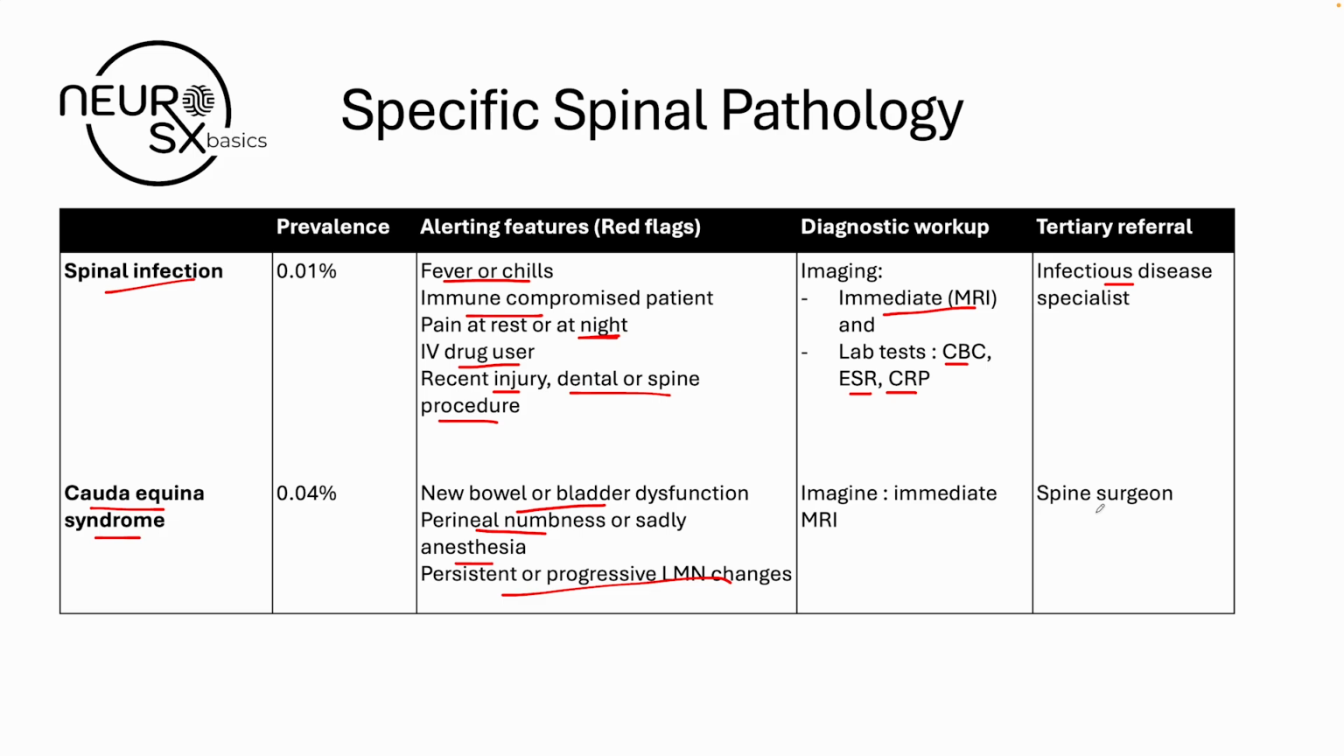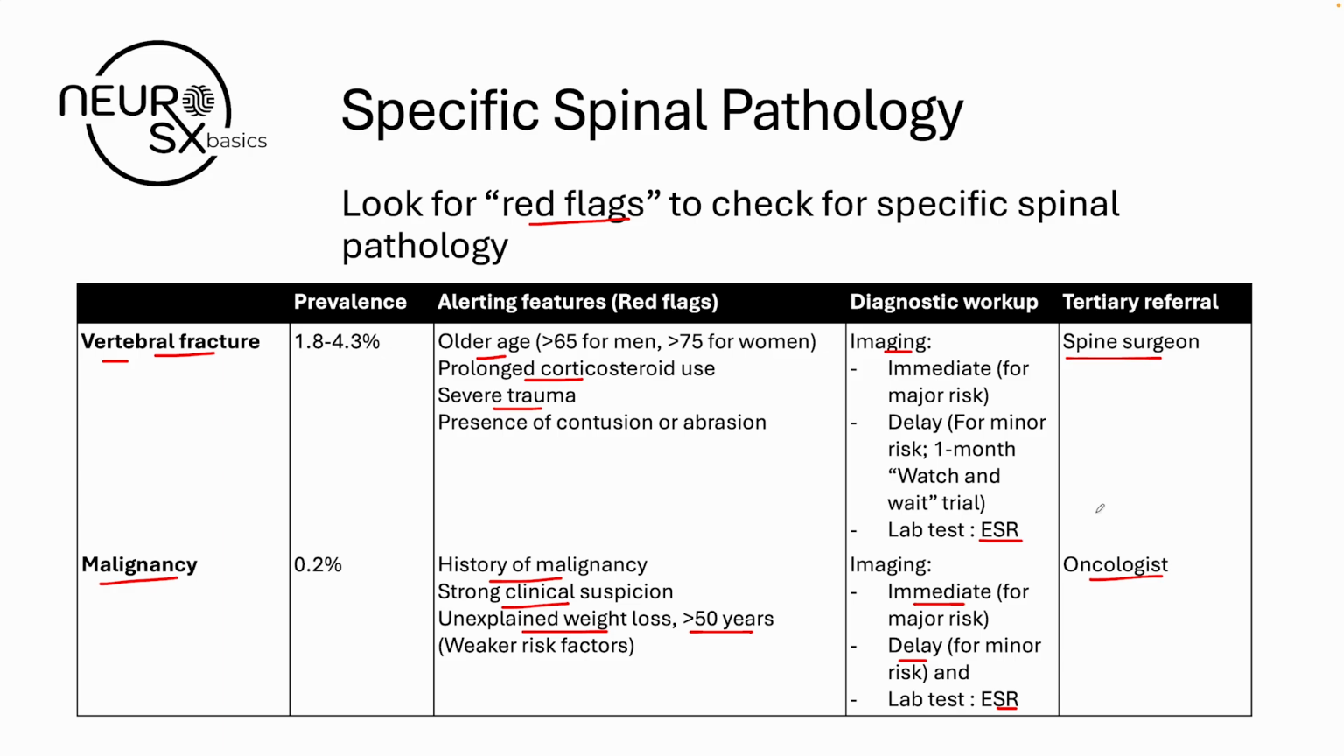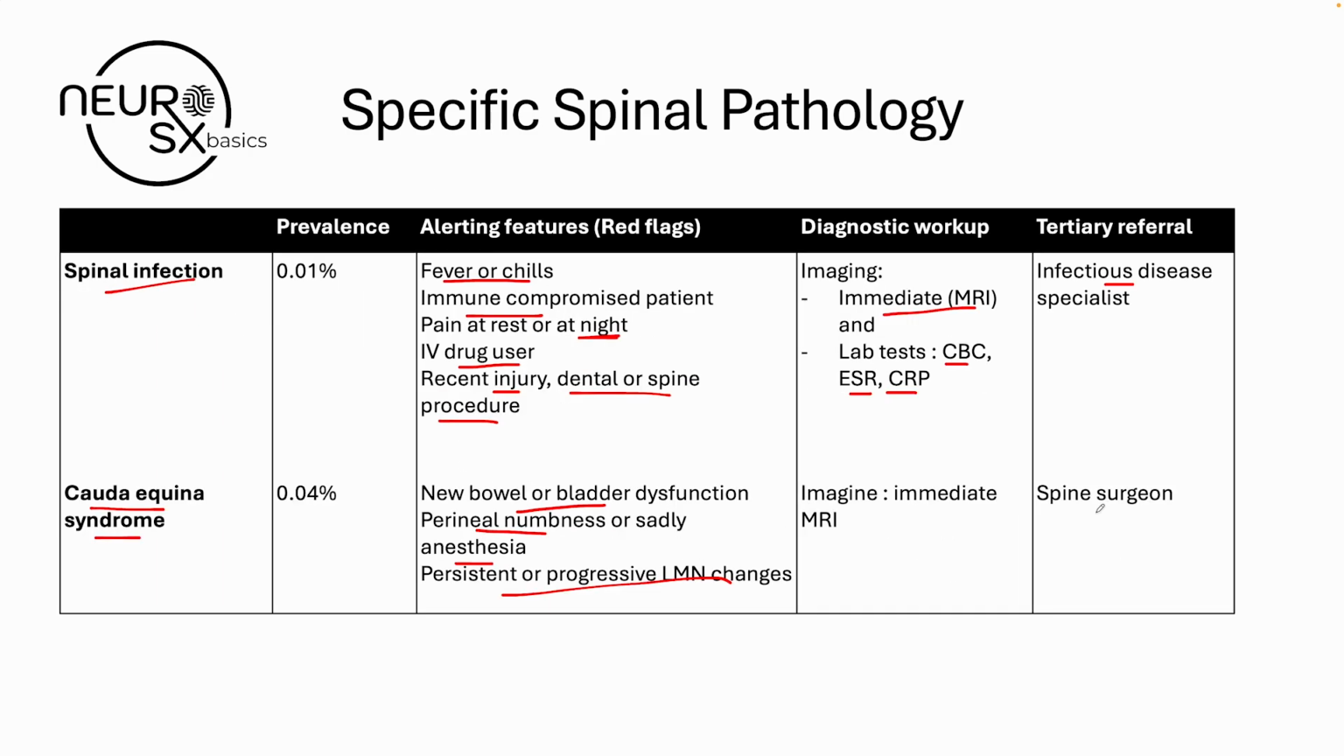Right, so these are the different types of specific spinal pathologies that we have discussed, from vertebral fractures, malignancies, axial spondyloarthritis, spinal infections, and cauda equina syndrome that we are more likely to encounter in our practice. And what are the different red flags we should look for, the different diagnostic workups we should do for these, and if we find out or we highly suspect these pathologies, then where do we refer these patients to?